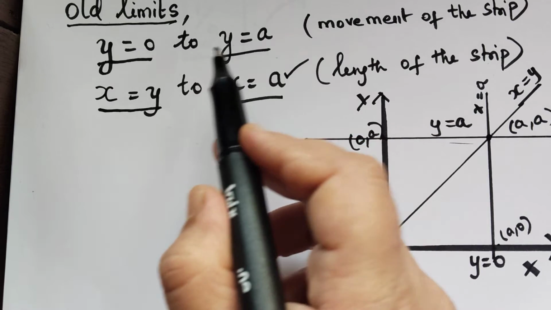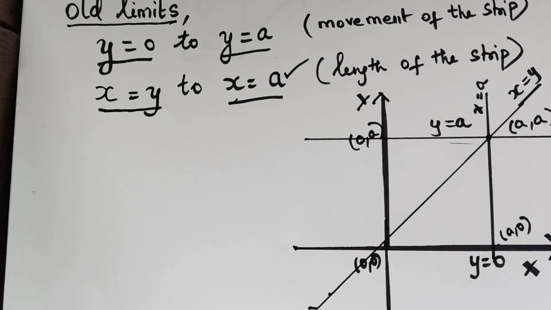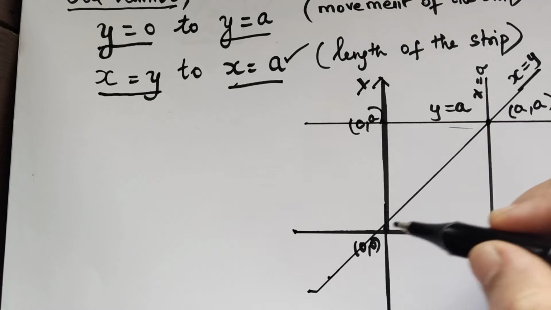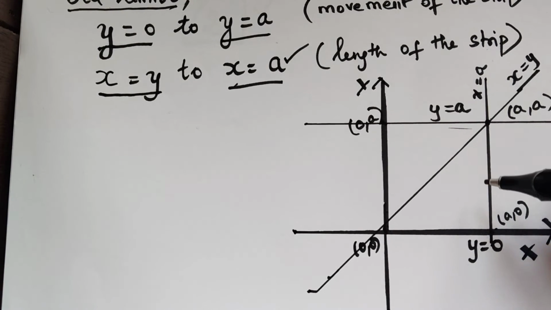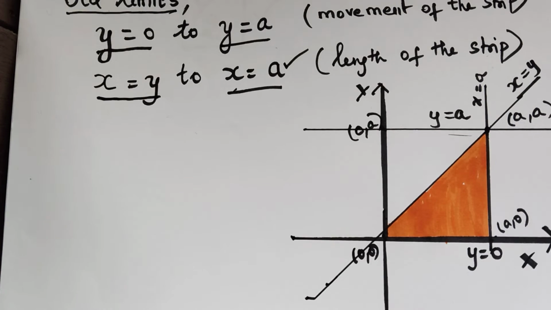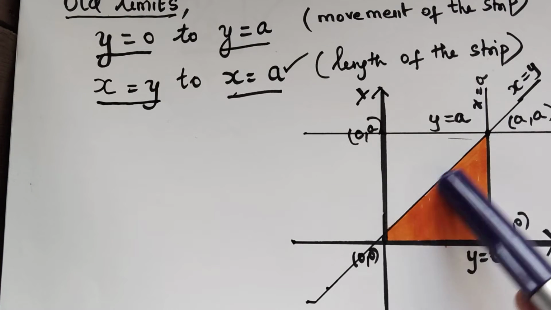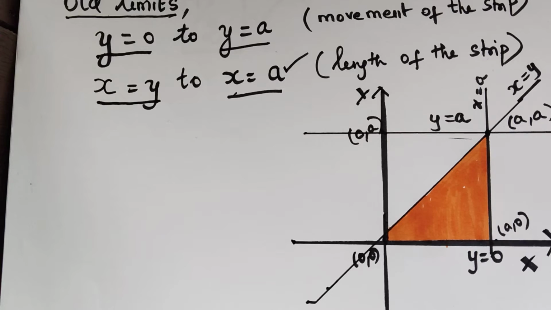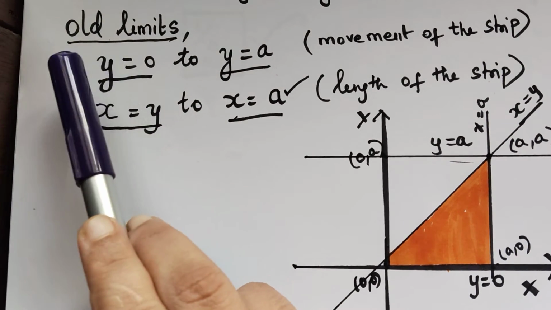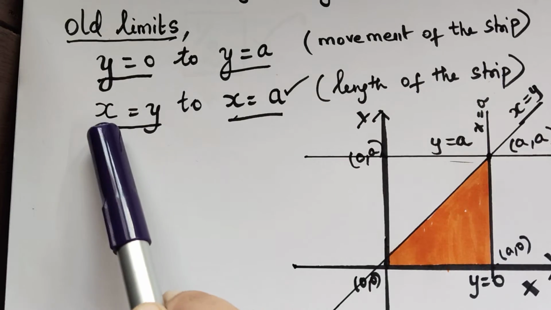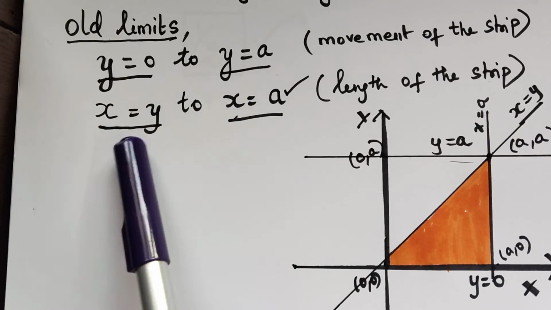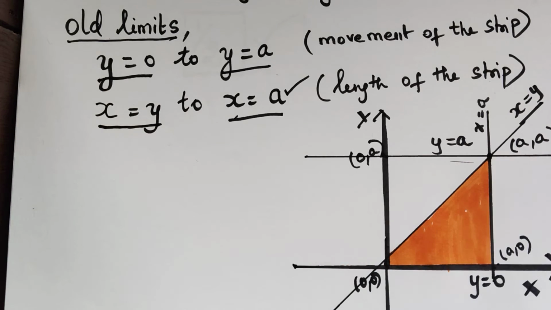I hope you have understood how we have drawn all the lines, and therefore what will be the region under integration, it is this region. So I will just shade the region and I will show you. So this is the region of integration, and we know that for the older limits, the strip is parallel to x-axis because the length of the strip is for x. So the strip is parallel to x-axis.